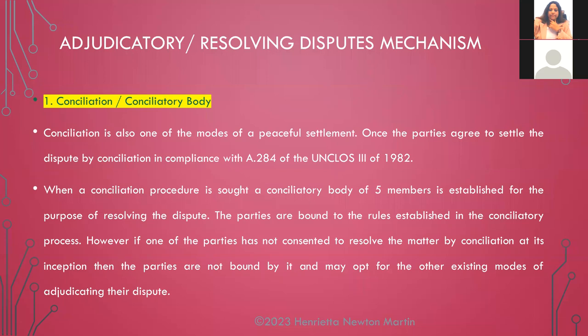A conciliatory body should comprise 5 members, but 2 of them are appointed by one conflicting state party, and the other two by the other state party, right? So it becomes 2 plus 2, 4. And then one person will be, of course, an impartial member who is not connected to either of the state parties. So that makes a total of 5 members.